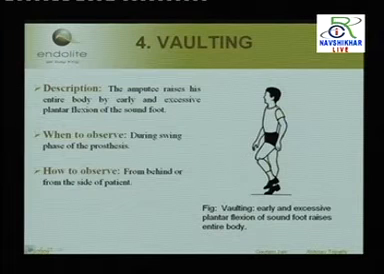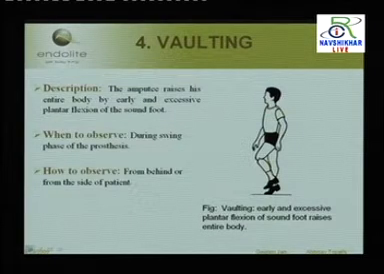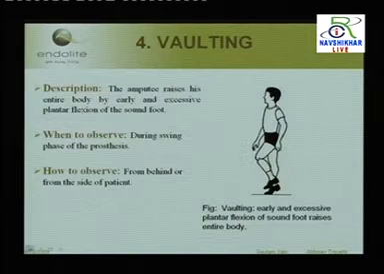Now this gait we observe from the side of the patient. All the previous ones we observe from front or behind. This particular one is from the side of the patient. So that means vaulting is the kind of gait deviation that is observed from the side of the patient, whereas the ones discussed before are either observed from the back or from the front of the patient.